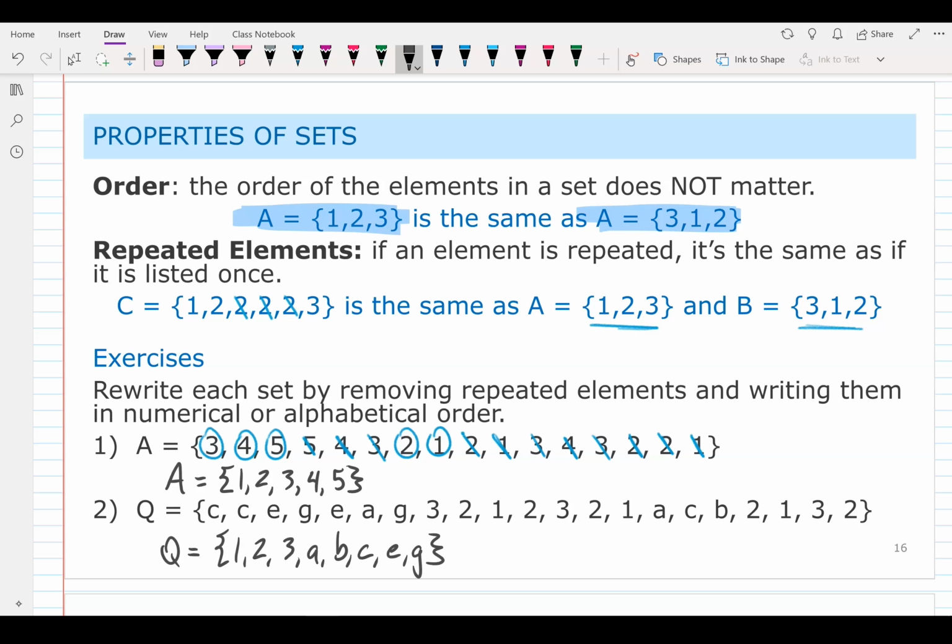Hopefully you'll agree with me. I'm going to check my work just in case. I put the numbers first, because usually numbers come before letters. It's just common practice. But if you put the letters first, it's no big deal. It's still correct. As long as you have the right elements, you're correct.